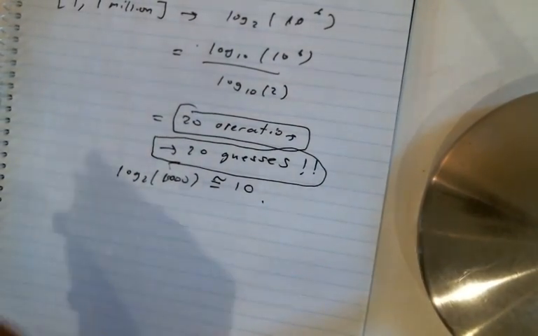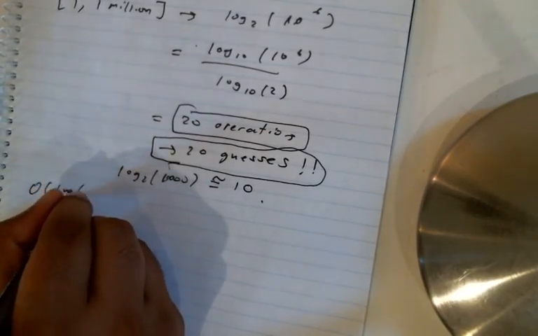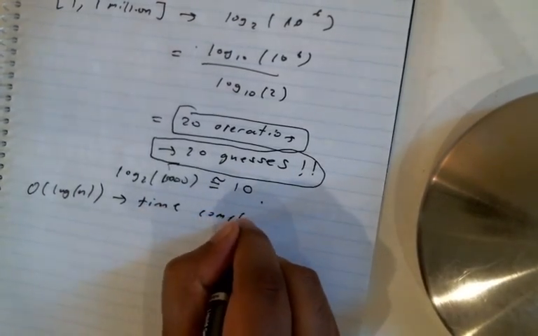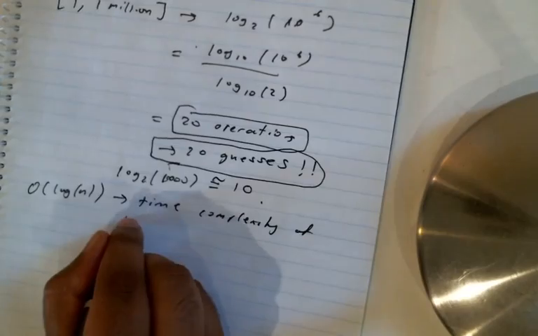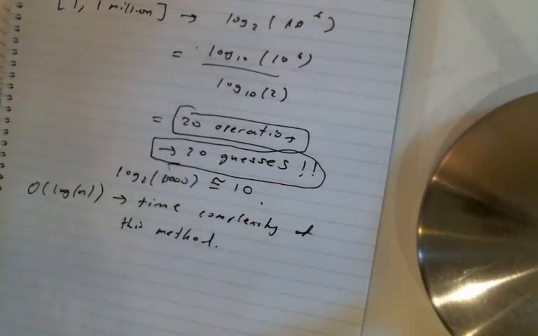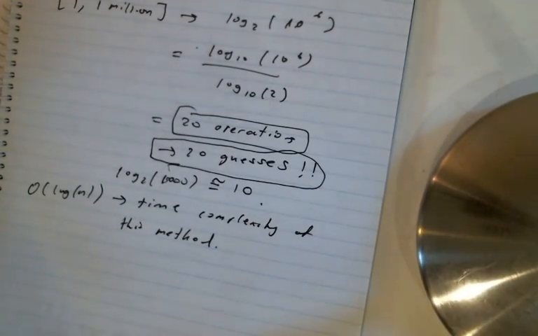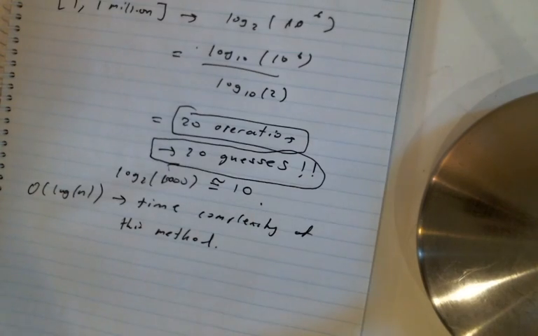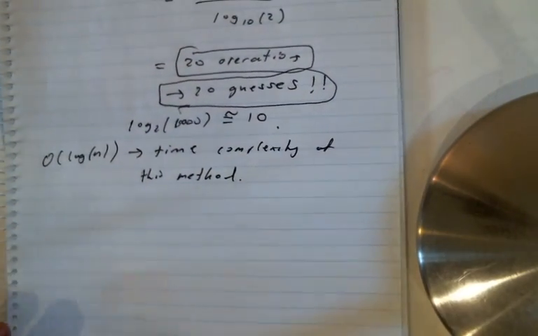So this means that the time complexity of this method is O of log n. Okay, so let's implement it. Just for fun, let's implement it. So here's how we would write this out. So we would define a function. Oh, actually, let's do another quick exercise before we implement it, just to show you why our guessing game is useful.